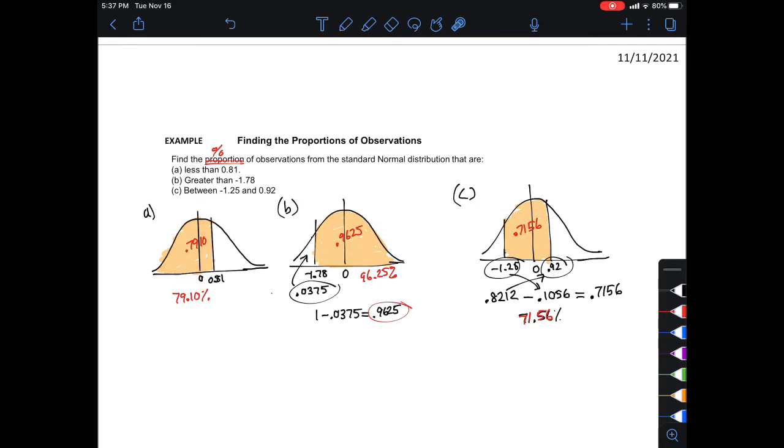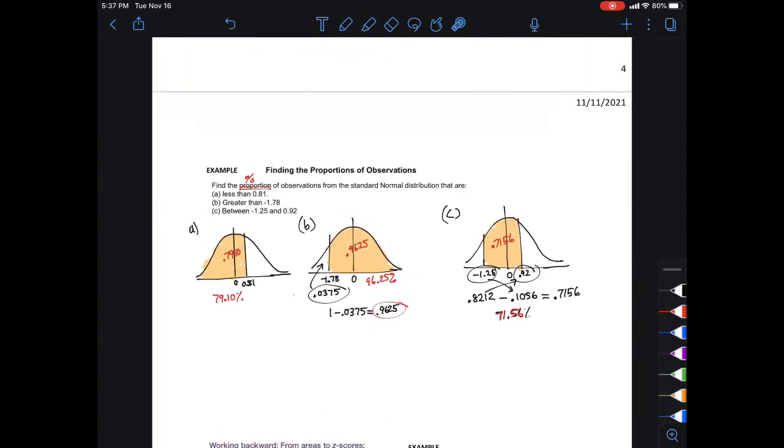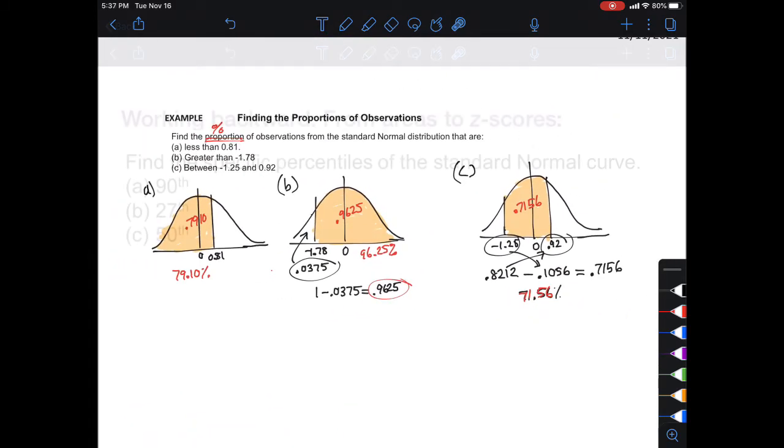Okay, so if it's less than, you just find the z-score, you just find the area and you're done from the table. If it's greater than, you find the area up to that point, the z-score, and then subtract it from 1. If it's in between, you're going to find both areas and you're going to subtract the smaller one from the larger one, and you get your difference and find the area.